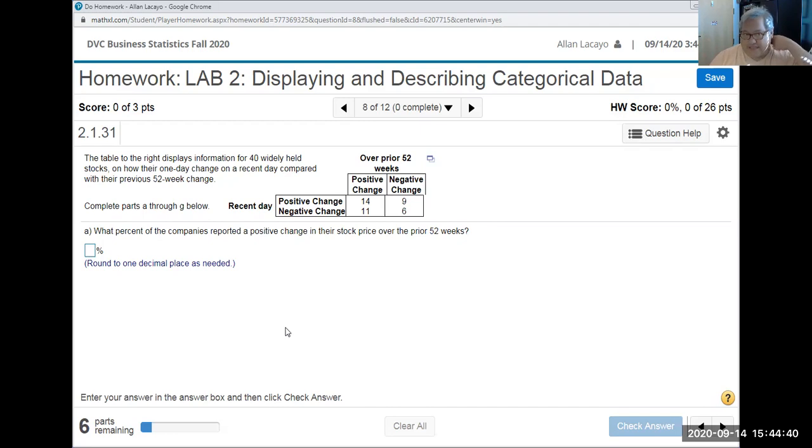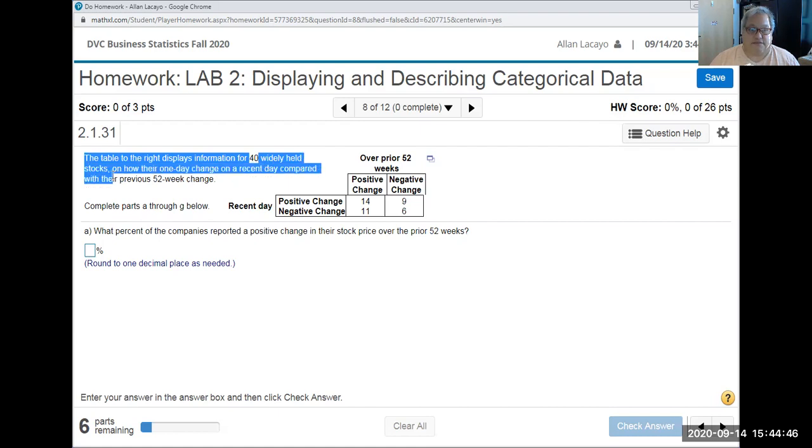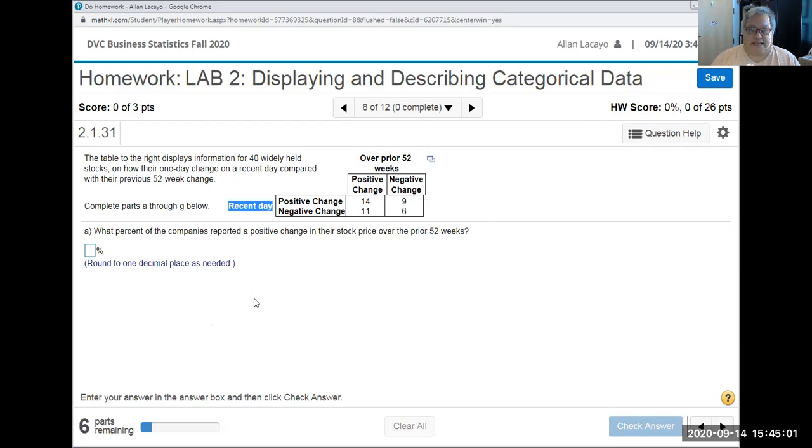Once you get to a question like this, you'll notice that this problem deals with information about 40 stocks. If you imagine how the data looks, it would have 40 rows and 2 columns, and each of the 2 columns would be a categorical variable. One categorical variable would be recent day. The other one would be what's happening to these 40 stocks 1 year apart. The 52-week change refers to a 1-year change in the stock's price, whereas recent day refers to a change in the stock's price from one day to the next.